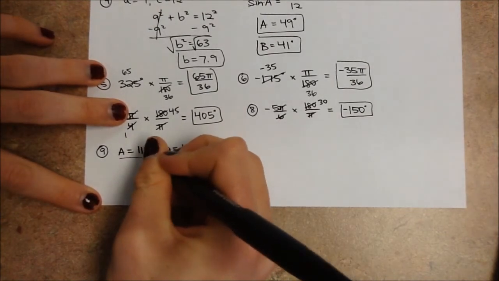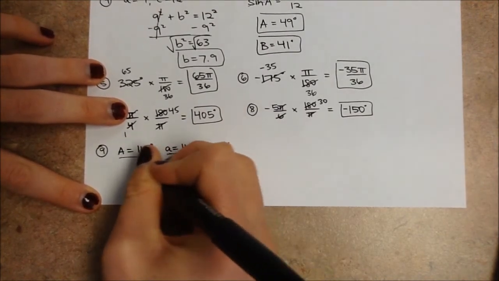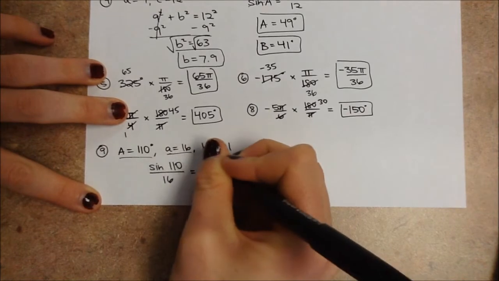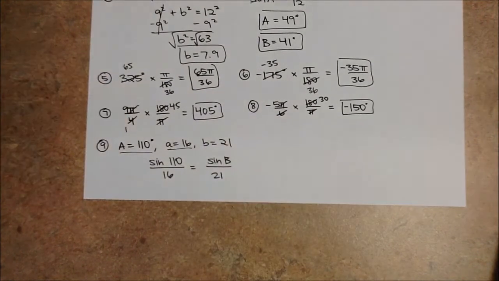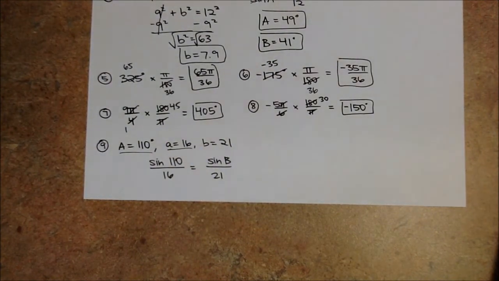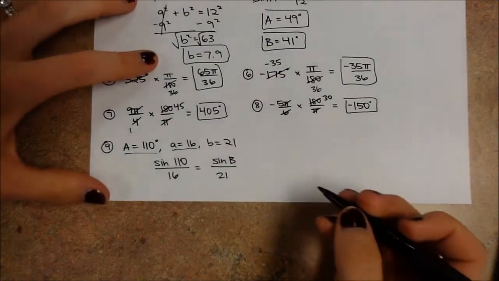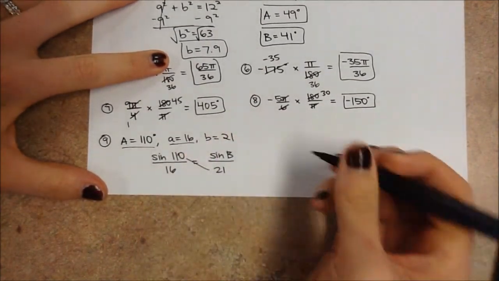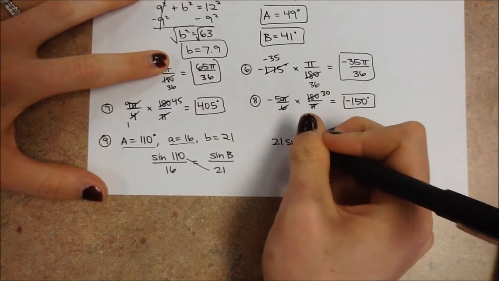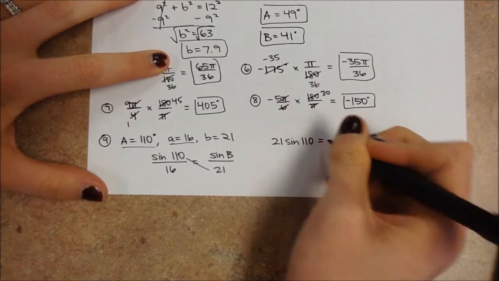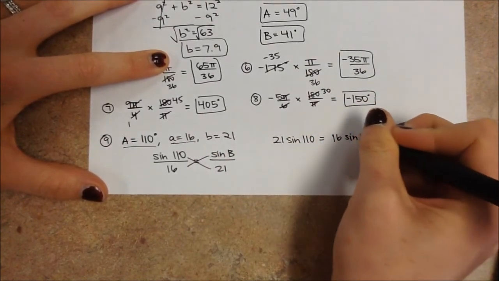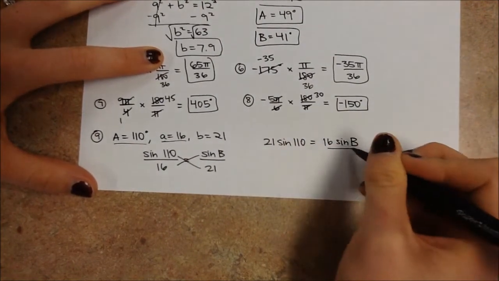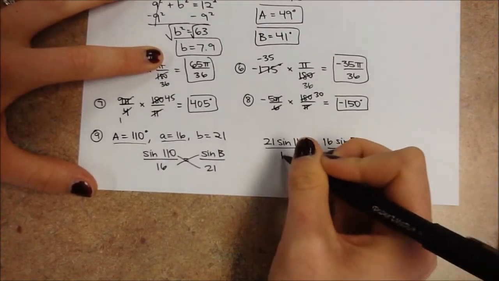So we start with sine A over A equals sine B over B. What we're trying to find first is capital B. That will tell us what the first angle is, and we can use that information to find the rest. So we start by cross multiplying. Cross multiply here, we'll get 21 times the sine of 110 equals, and then cross multiply here, we get 16 times the sine of B. All right, next, divide by 16 on both sides.